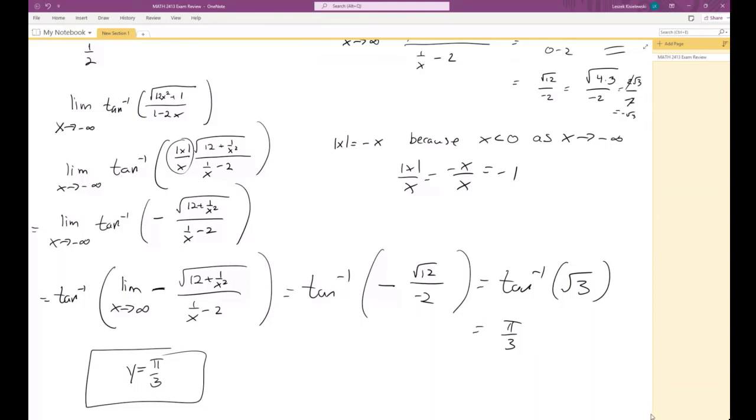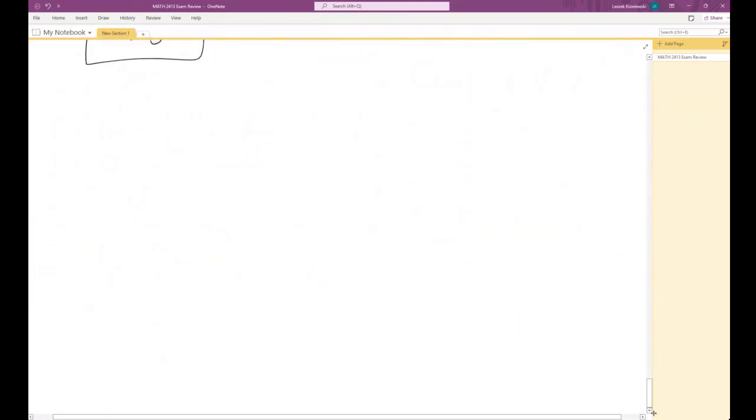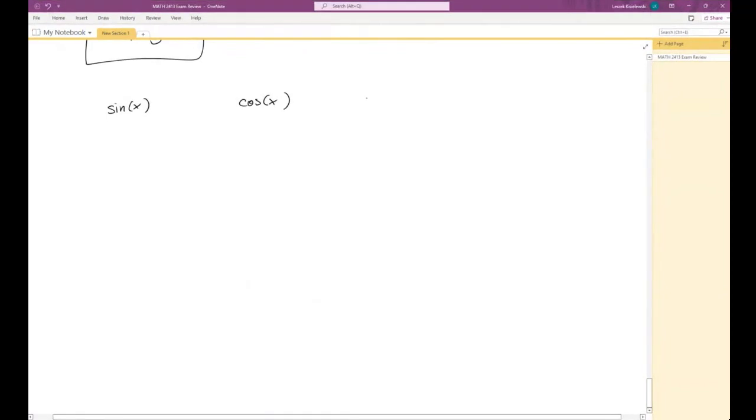All right. What else do I need to mention here? Maybe one more thing about limits at infinity. You might have to use the squeeze theorem. So what do all these functions have in common? Inverse tangent, or arctangent? What do all these functions have in common?